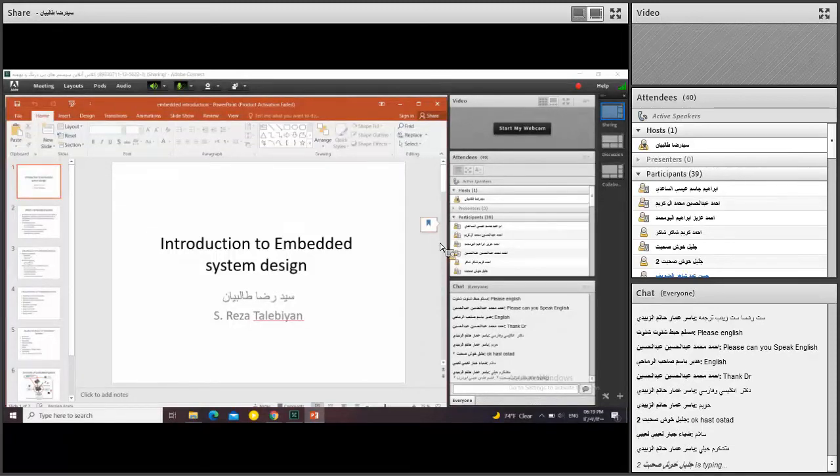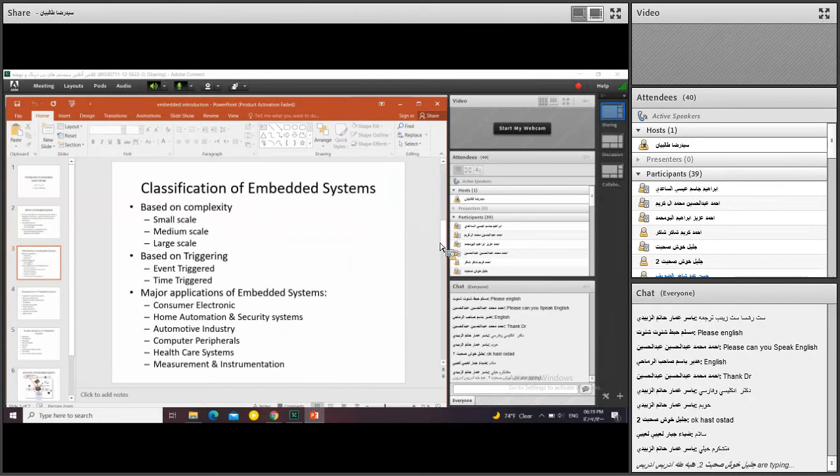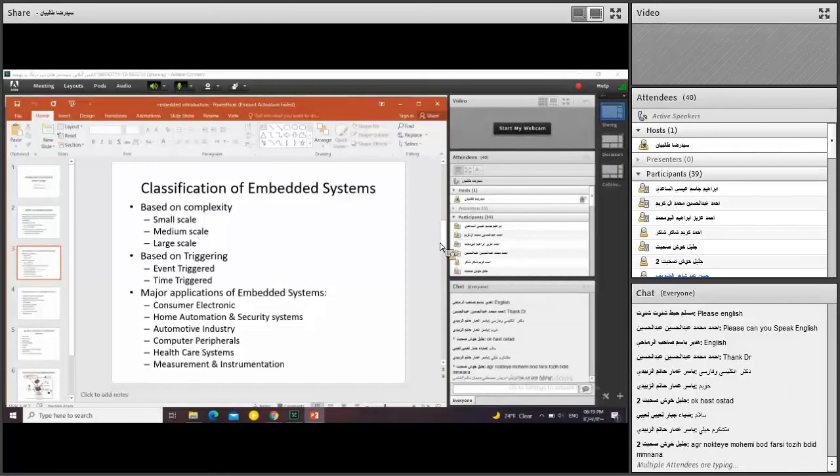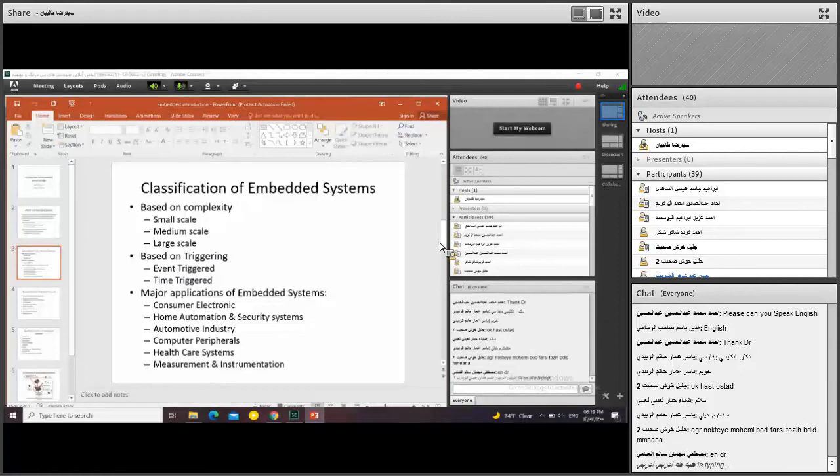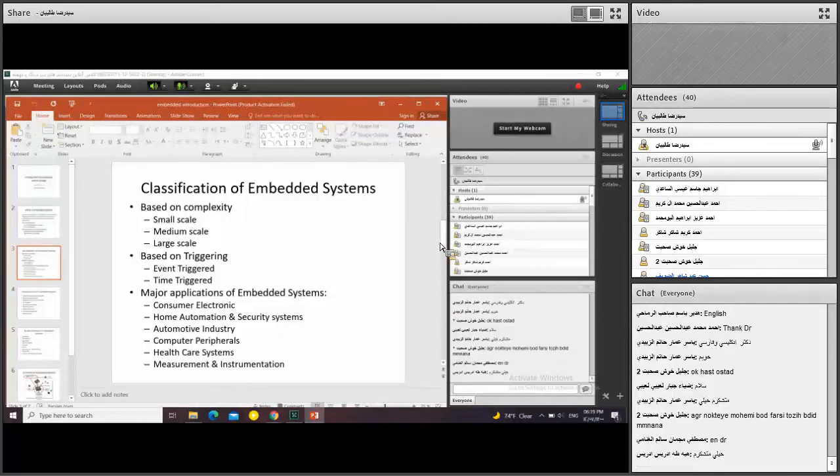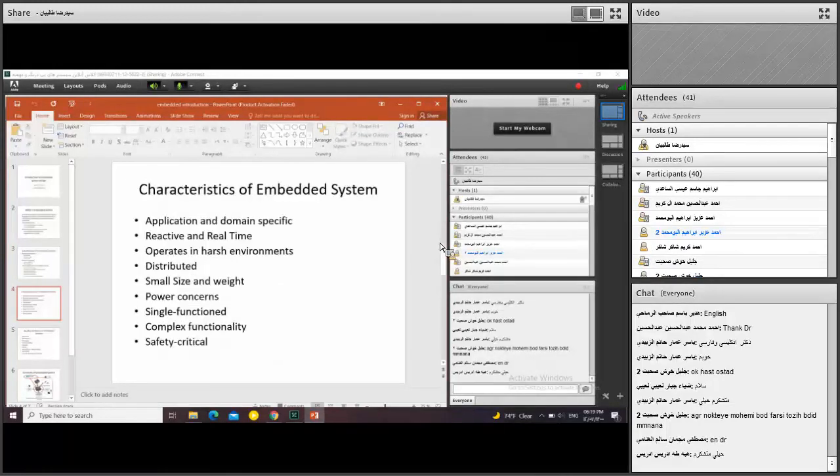Okay, now we can start our discussion. As you know, we start our speaking with the embedded systems, and we start at first about this topic: what is an embedded system, and what is the classification of embedded systems? And then we speak about some major applications of embedded systems.